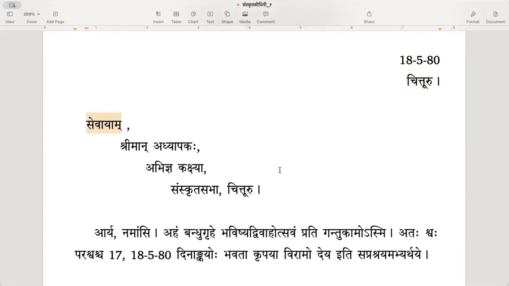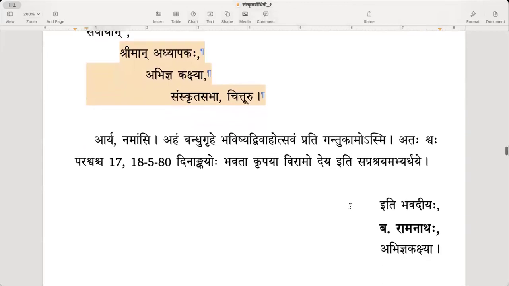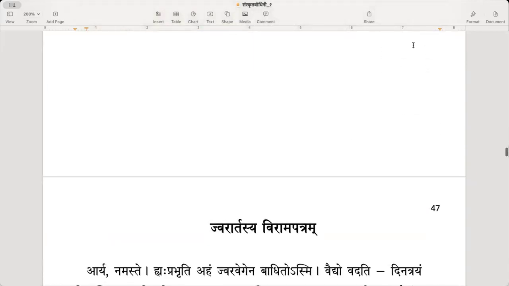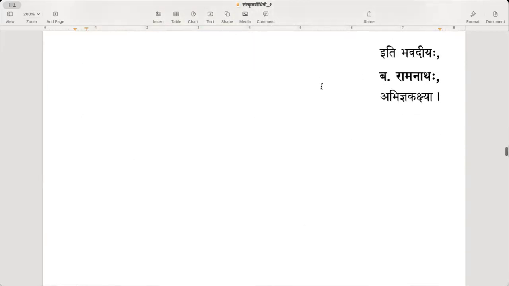At your service or in your service, sometimes you start off a letter like that. I've never heard that, but yeah. Sevayam. Shriman Adhyapakaha Abhijna Kaksha Sanskrita Sabha Chittoor. So this is the short form of the address. You don't write the entire postal address here, because you're going to hand over the letter directly to the teacher. That's why you don't have your box here.